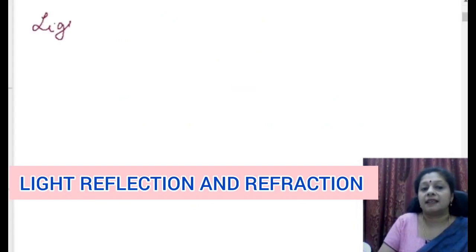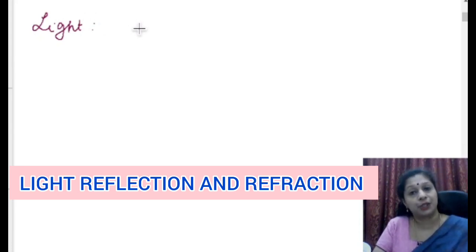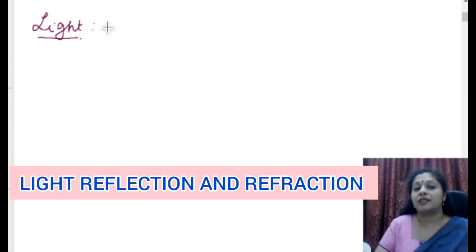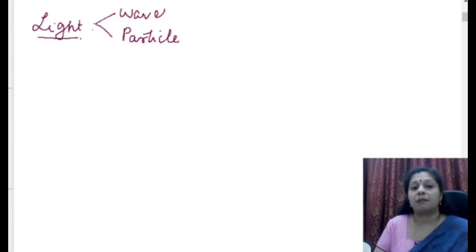What is light? Light, we know it is a form of energy, right? In photosynthesis also you come across the word light energy is converted into chemical energy. So it's a form of energy. So this form of energy has two natures. Some scientists are of opinion that it is wave nature, some are telling that it is particle nature. Okay, so they have actually both the nature, wave nature as well as the particle nature.